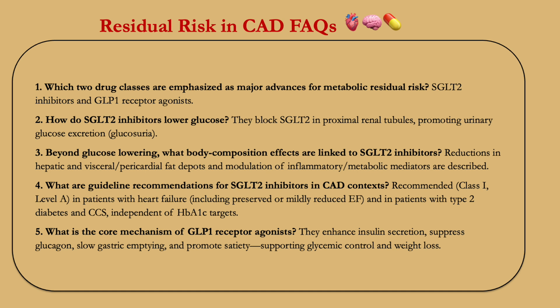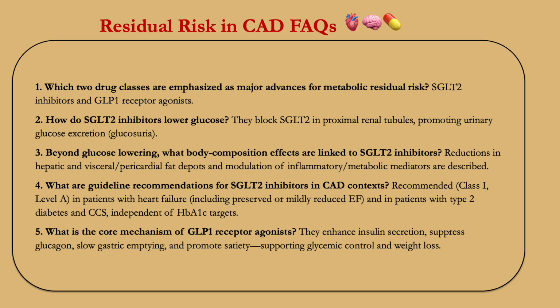Which two drug classes are emphasized as major advances for metabolic residual risk? SGLT2 inhibitors and GLP-1 receptor agonists. How do SGLT2 inhibitors lower glucose? They block SGLT2 in proximal renal tubules, promoting urinary glucose excretion, or glycosuria. There are several other mechanisms. Beyond glucose lowering, what body composition effects are linked to SGLT2 inhibitors? Reductions in hepatic and visceral pericardial fat depots and modulation of inflammatory and metabolic mediators.